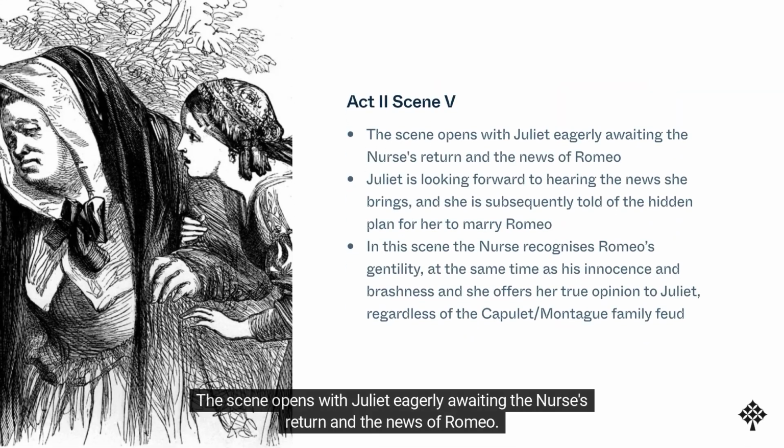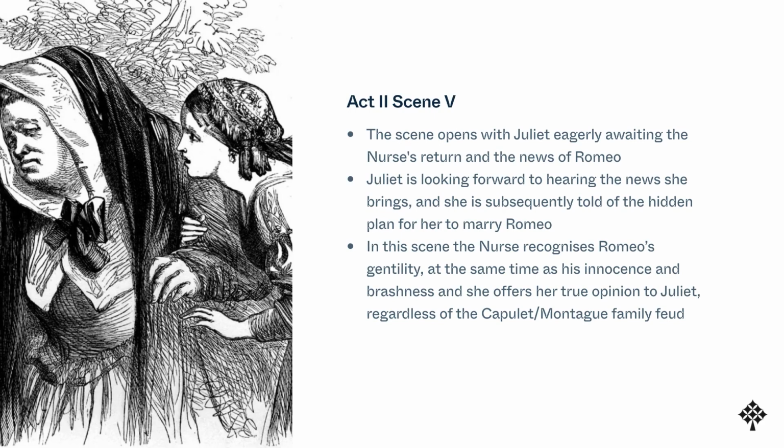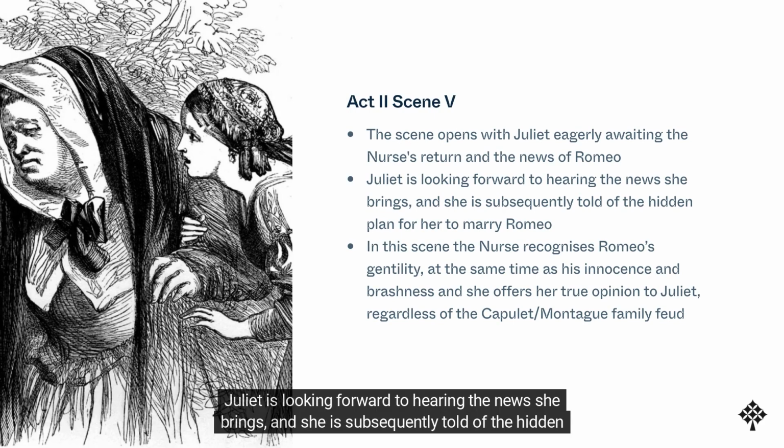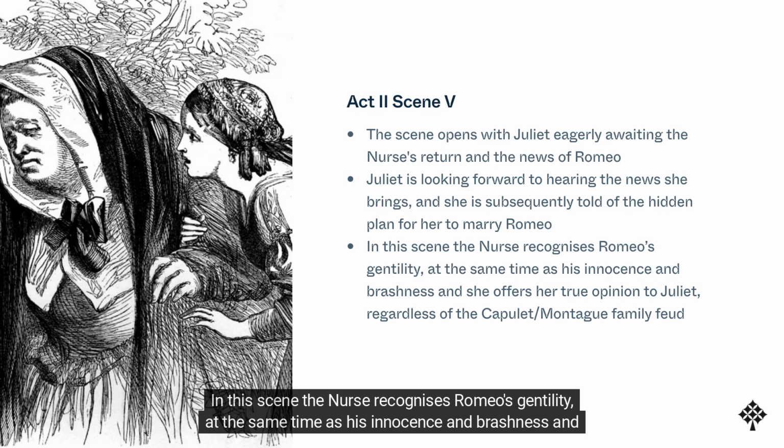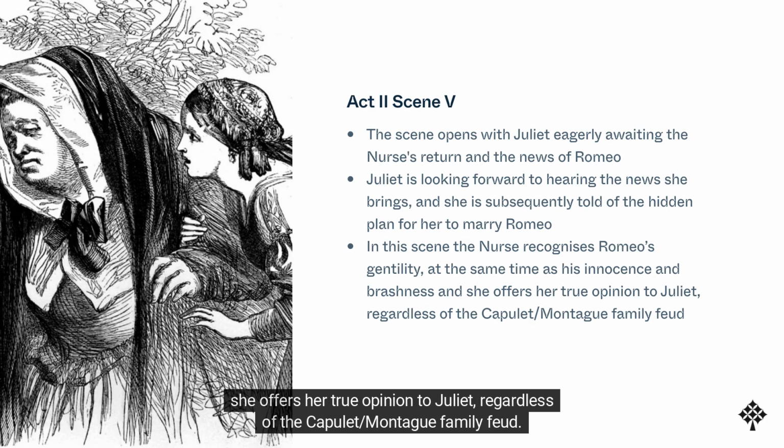The scene opens with Juliet eagerly awaiting the nurse's return and the news of Romeo. Juliet is looking forward to hearing the news she brings, and she is subsequently told of the hidden plan for her to marry Romeo. In this scene, the nurse recognizes Romeo's gentility, at the same time as his innocence and brashness, and she offers her true opinion to Juliet, regardless of the Capulet-Montague family feud.